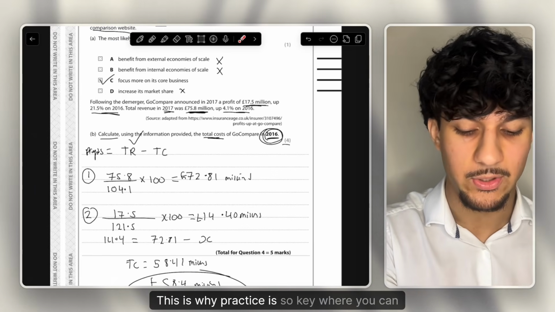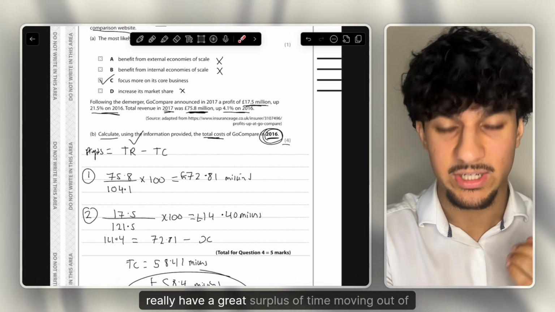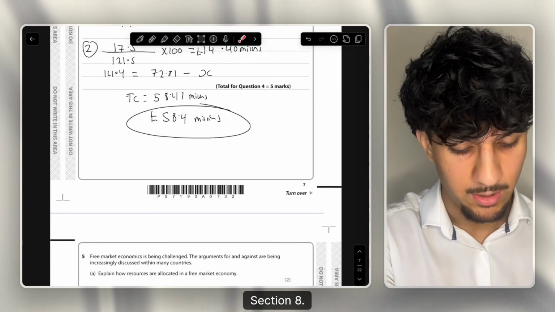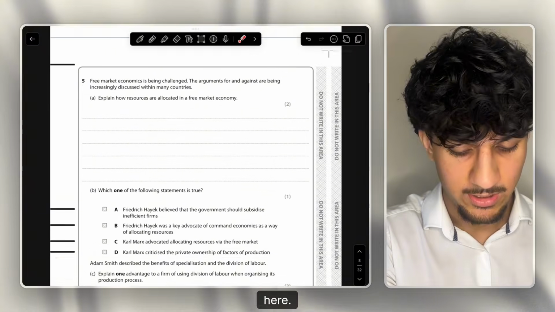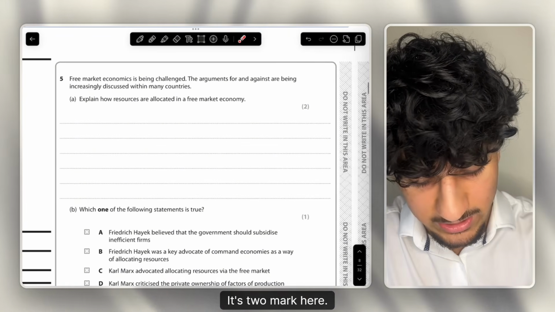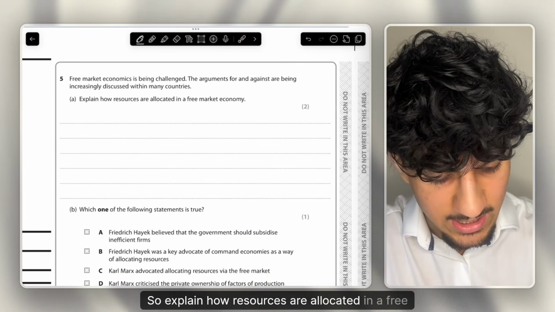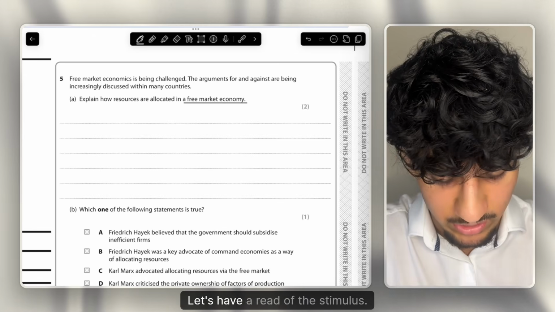This is why practice is so key, where you can really have a great surplus of time moving out of this section. But yeah, let's go on to the last question in this section. It's a 5-mark question. It's 2 marks here. Explain how resources are allocated in a free market economy. Let's have a read of the stimulus.